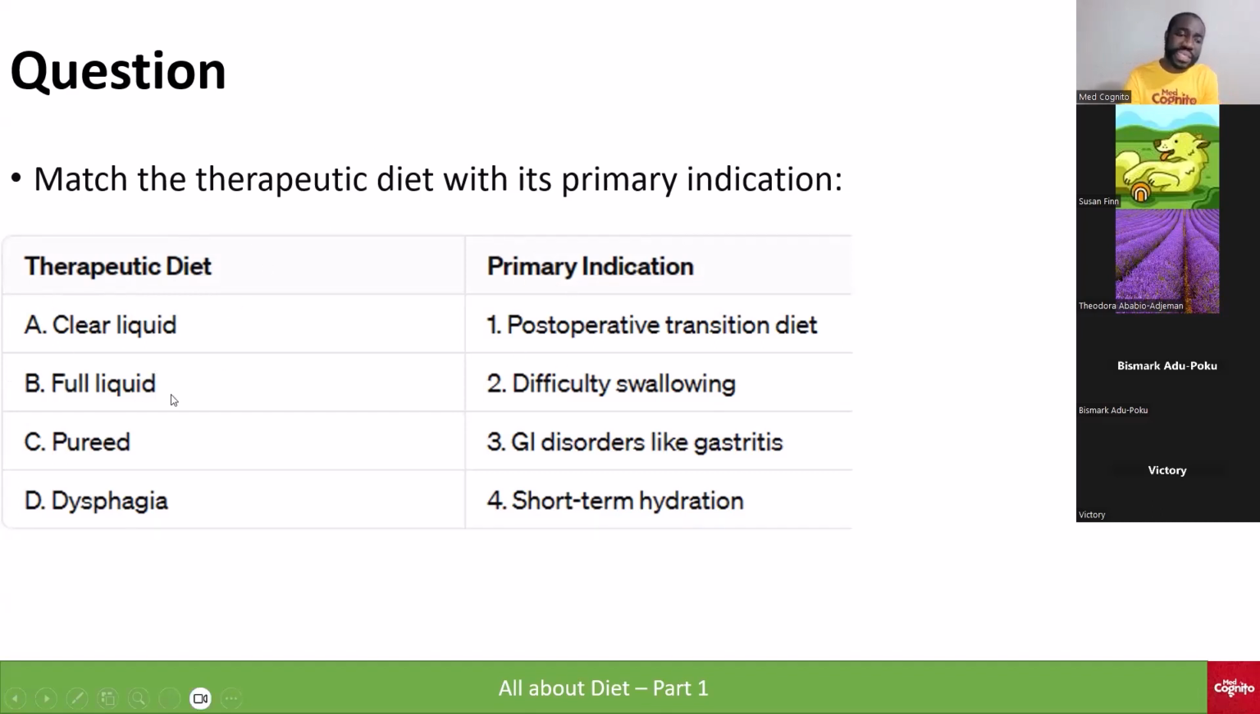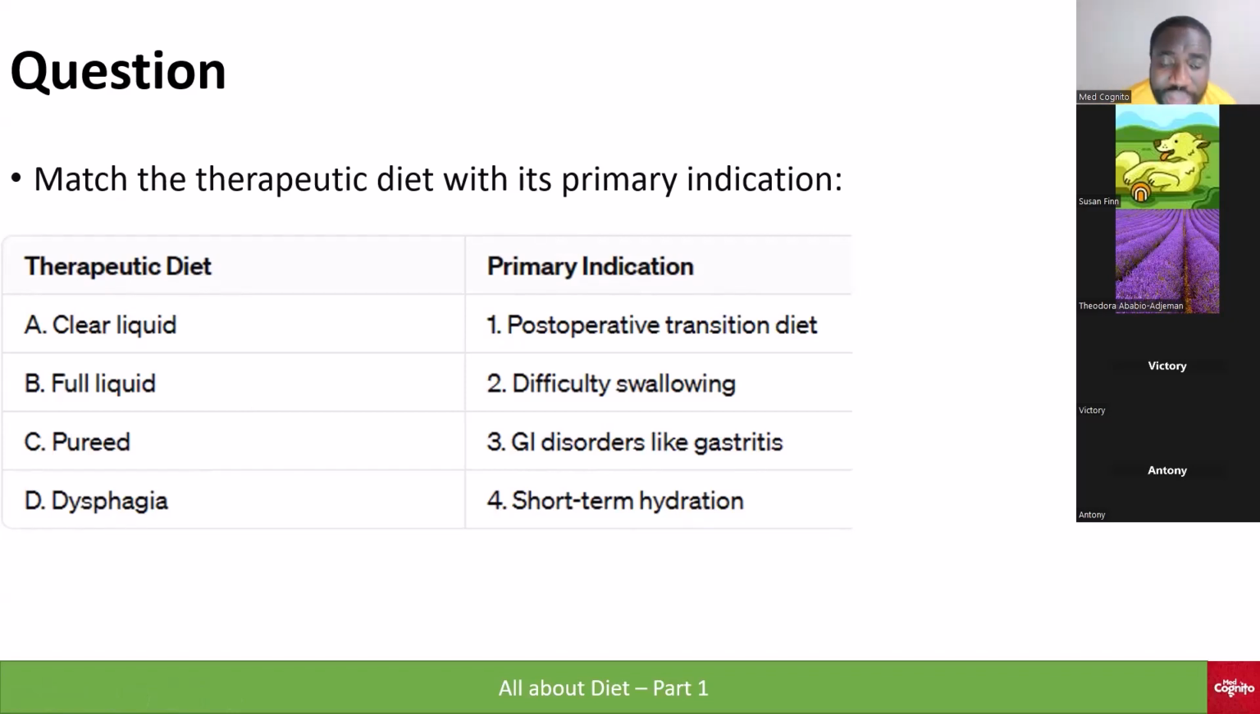So A is clear liquid. What is its primary indication? B is full liquid. What is its primary indication? C is purine diet. What is its primary indication? And D is dysphagia. What is its primary indication? A, B, C, D. I want you to match them. Each on the therapeutic diet side must match a primary indication.